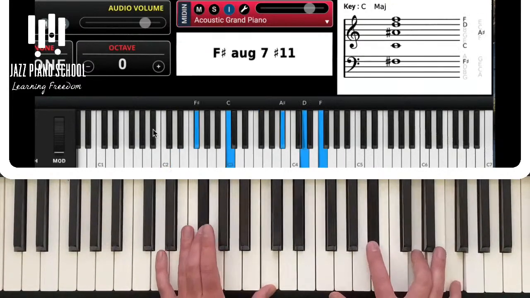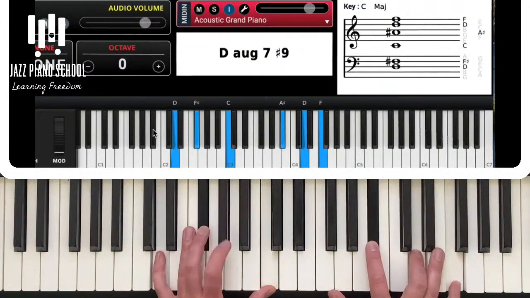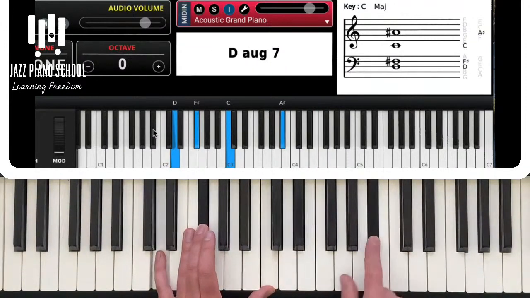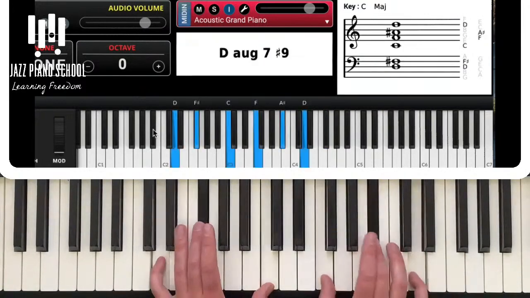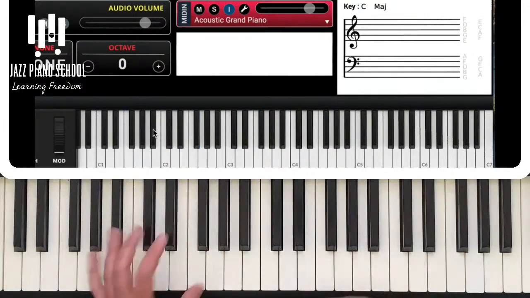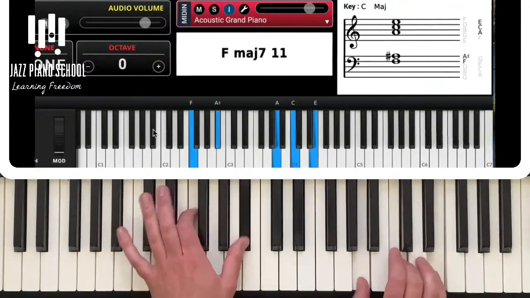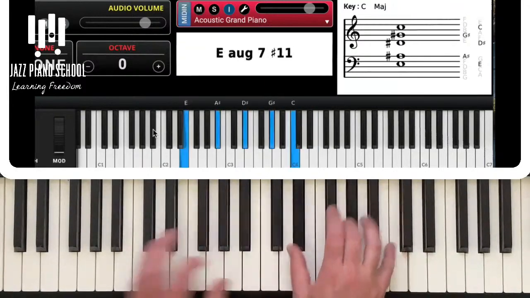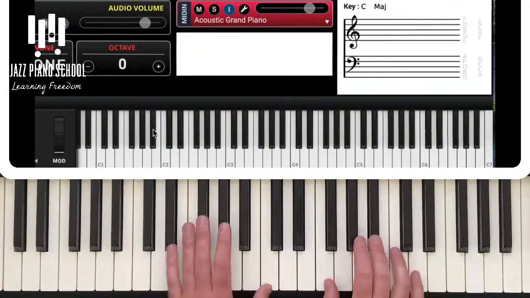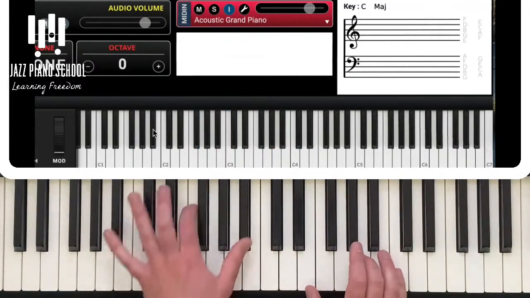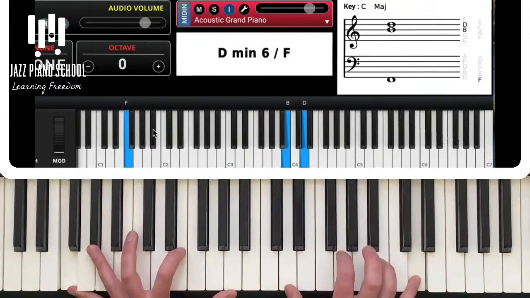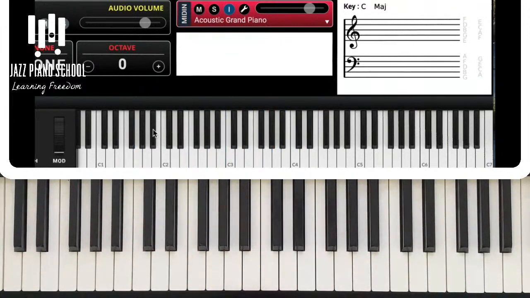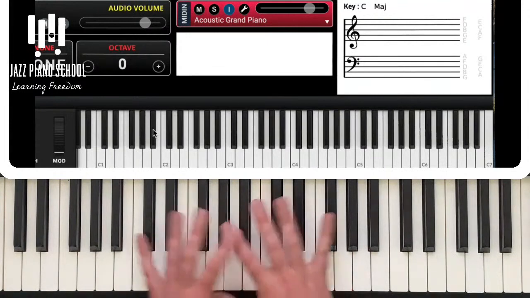Okay, here's my flat 6, right? Over my dominant, again, this is going to give me flat 13, root, and sharp 11. Excuse me, sharp 9. All right, so it sounds like this. The full progression sounds like this. So that is a way to comp using upper structure triads.